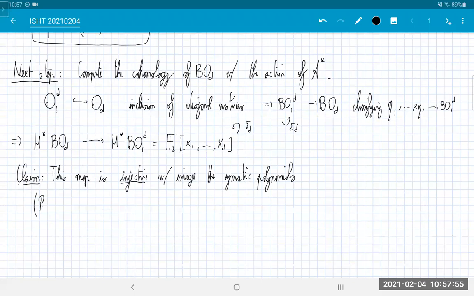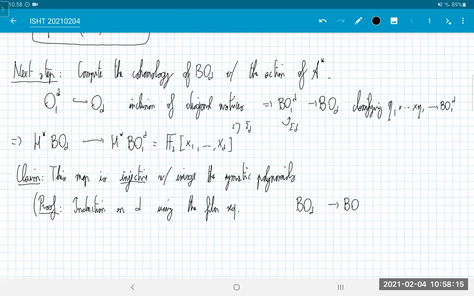And the proof, again, is a Serre spectral sequence argument, by induction on d using the fiber sequence S^d to BO_d to BO_{d+1}. And what is this fiber sequence? Well, you clearly have a map that includes O_d inside O_{d+1} by adding just a one.